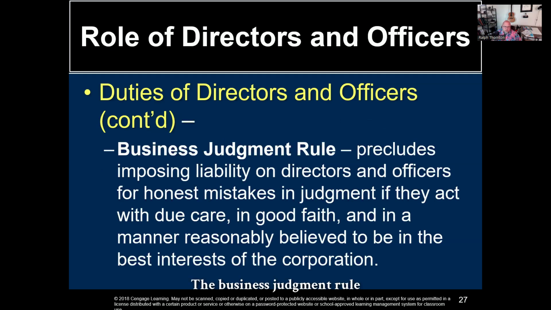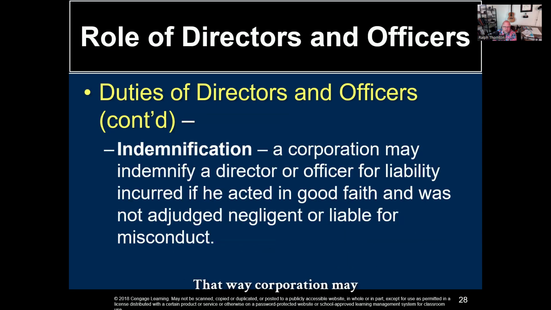The business judgment rule precludes imposing liability on directors and officers for honest mistakes in judgment if they act with due care, in good faith, and in a manner reasonably believed to be in the best interest of the corporation. In most cases, if they're acting with due care, doing their due diligence, acting in good faith and in a manner reasonably believed to be in the best interest of the corporation, the shareholders are not going to have a lot of issue with that. So it's not something that would normally run into a liability issue.